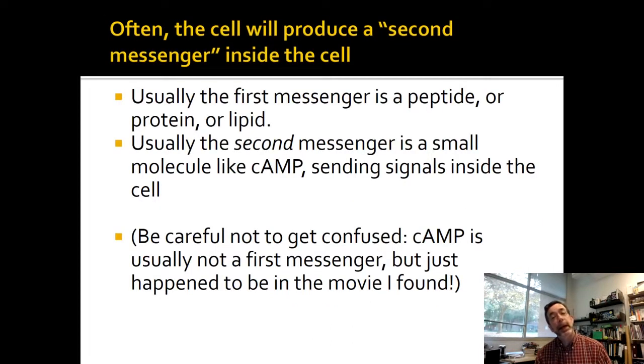Inside the cell we have what's called a second messenger that's produced inside in response to the first messenger. Now, usually the first messenger is some kind of complex signal, a peptide, a protein, a lipid. In this case, it was kind of weird that it's cAMP for the first messenger, because usually cAMP is a second messenger produced inside the cell.